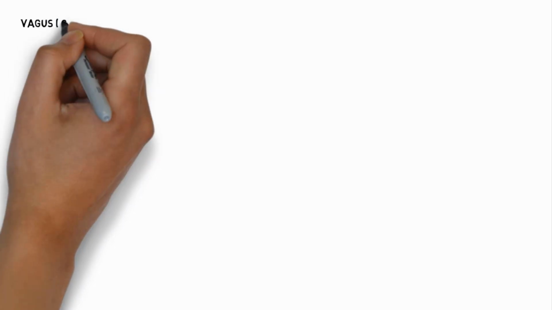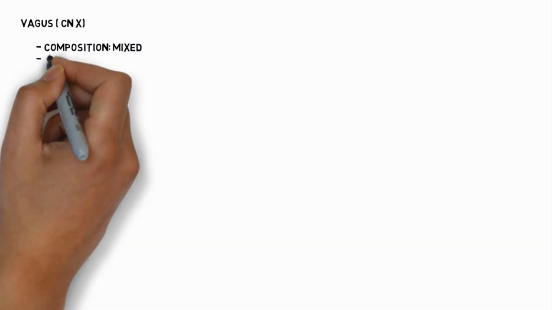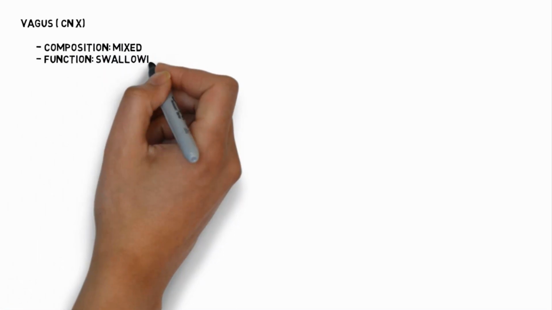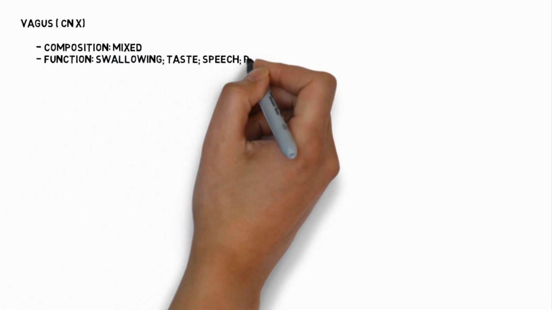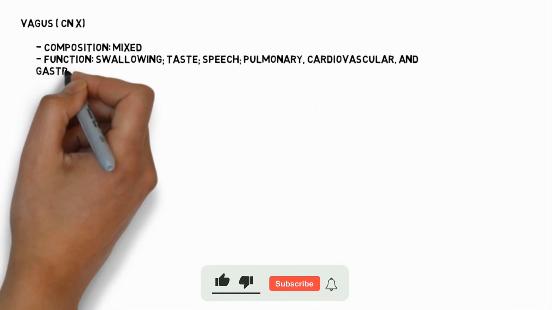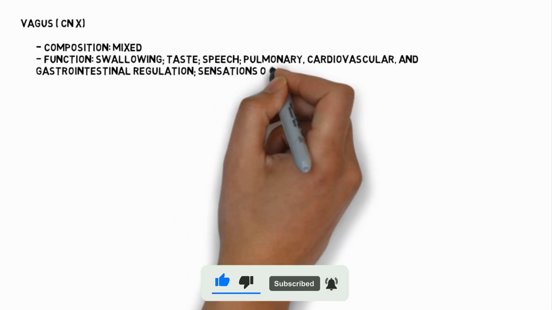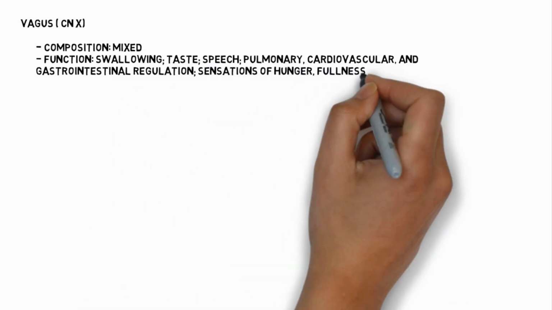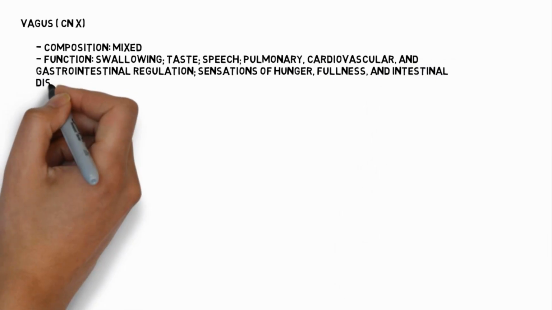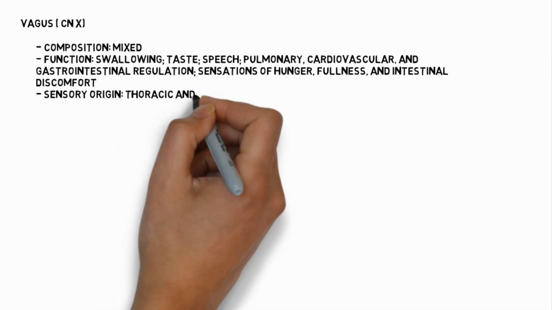Next, cranial nerve 10, that is vagus nerve. It is a mixed nerve which consists of both sensory and motor fibers. Helps in taste, swallowing, speech and regulates pulmonary, cardiovascular and gastrointestinal systems. Also helps in sensation of hunger, fullness and intestinal discomfort.